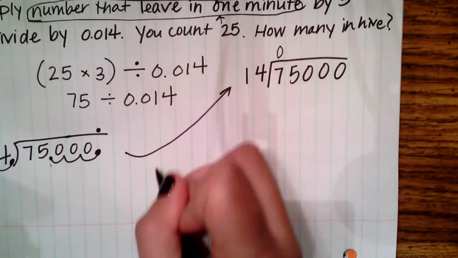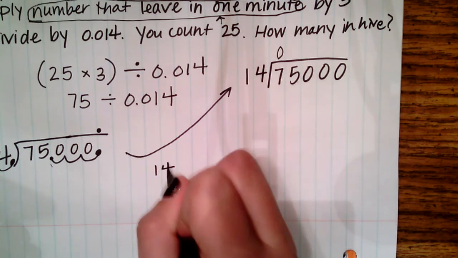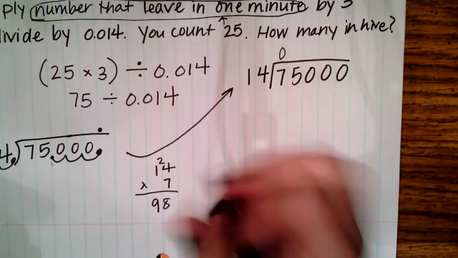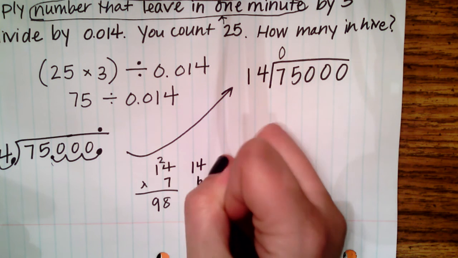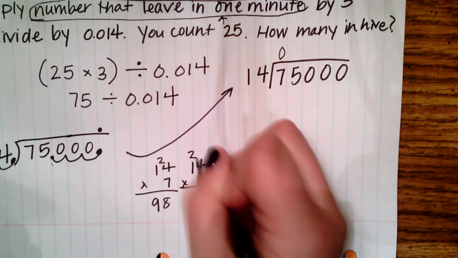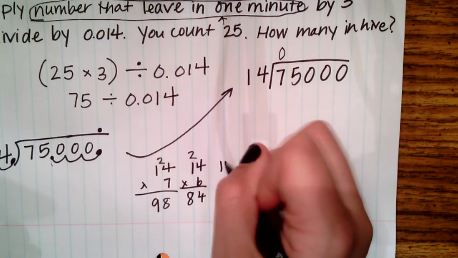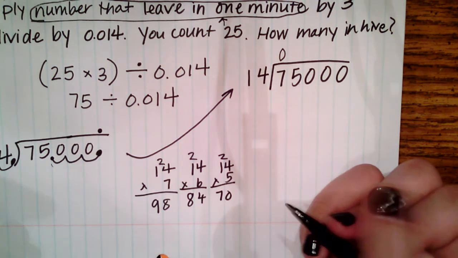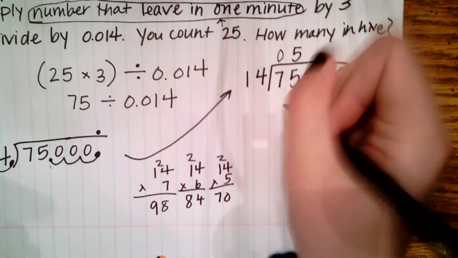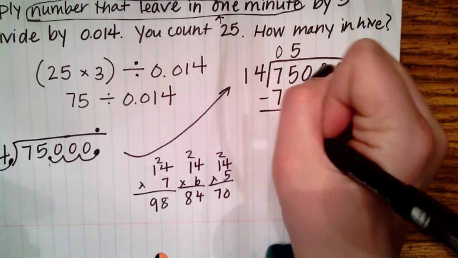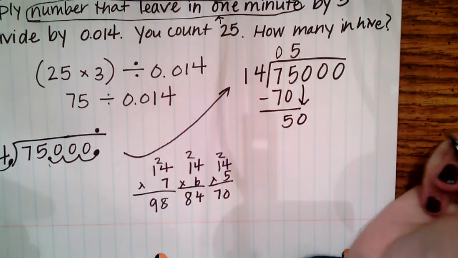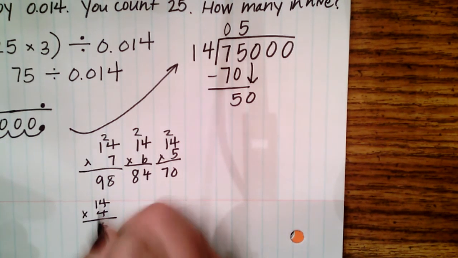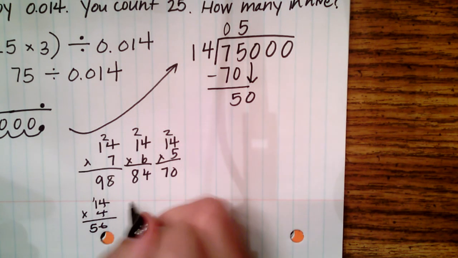14, 10 goes into 7 about 7 times. So let's try 14 times 7. 98, way too high. Let's try 6. 84, still too high. Let's try 5. Ooh, 70. So 14 times 5 is 70. 14 times 4 is 56. It's still too much.